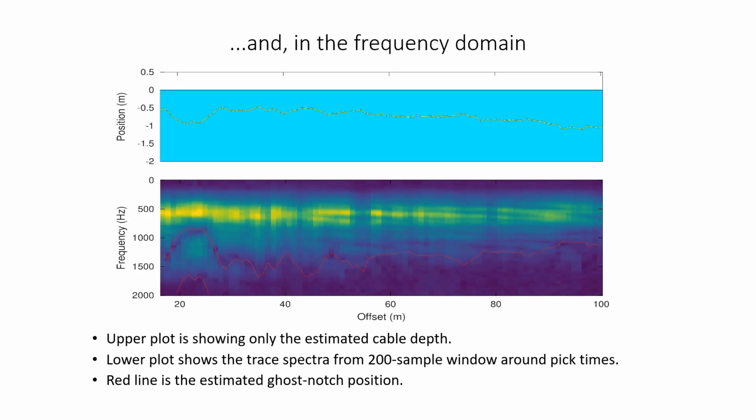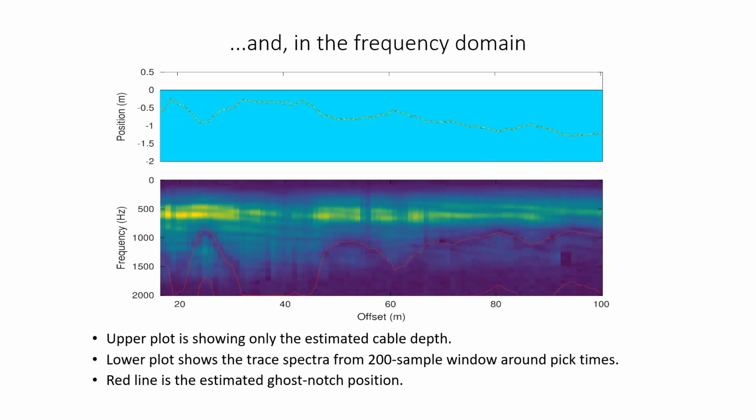The spectral calculations actually come from a 200 sample window around the pick time. This is the clearest part of each trace, so we get nice, clean images of these notches.